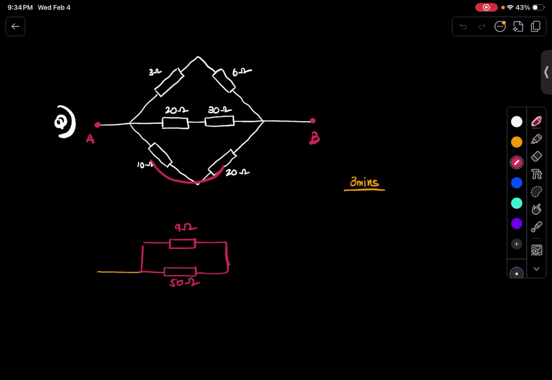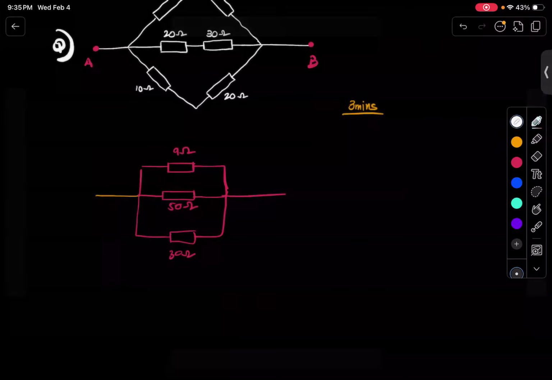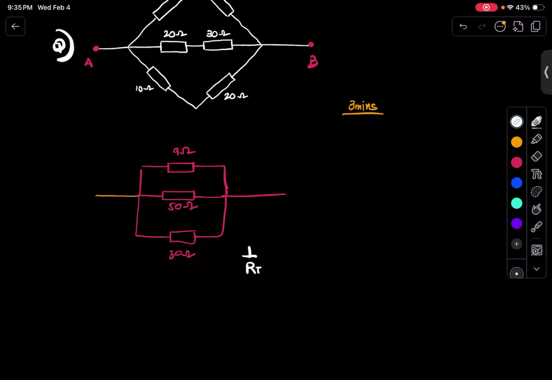What about these two? Again, this is just 30, because 10 and 20 have the same current flowing through them, so this is effectively a 30 ohm resistor. And then how do you calculate their total resistance? In this case, if you have three of them, it's more convenient to write 1 over RT and so on, because otherwise you've got to make pairs twice. So it's not nice. So 1 over 9 plus 1 over 50 plus 1 over 30.